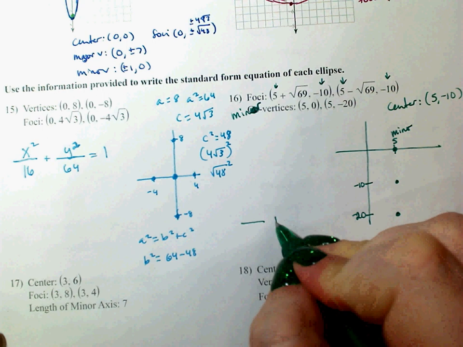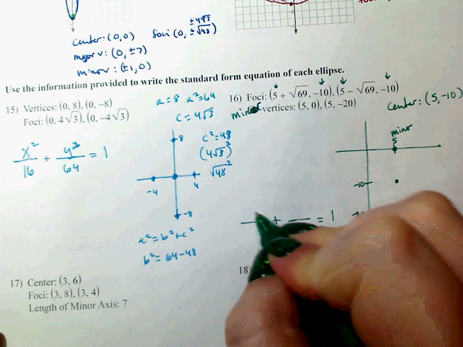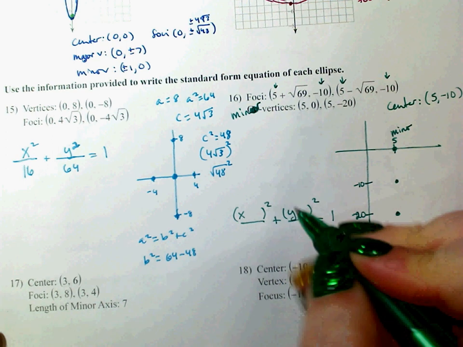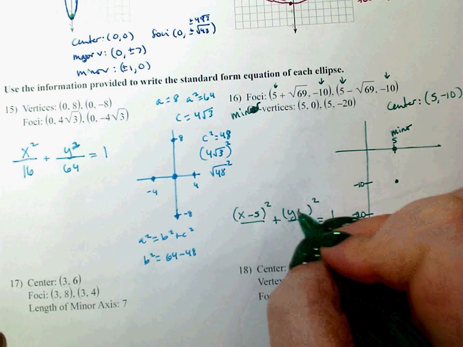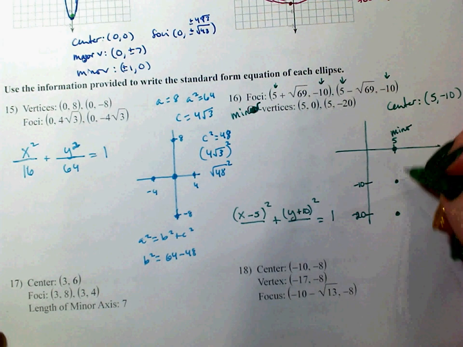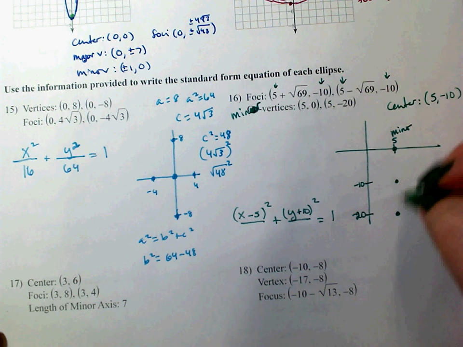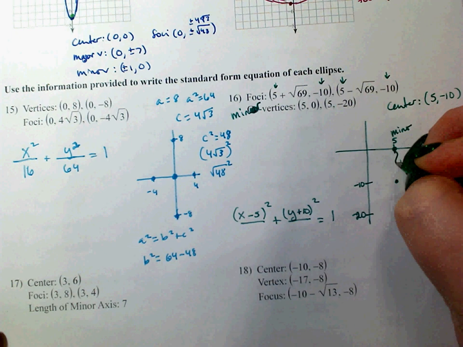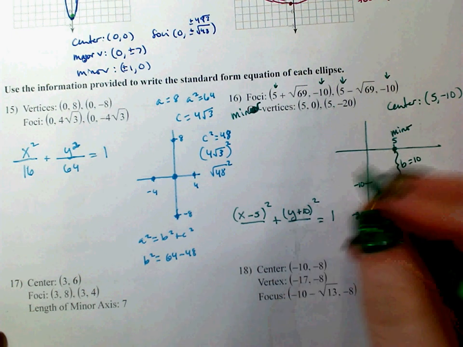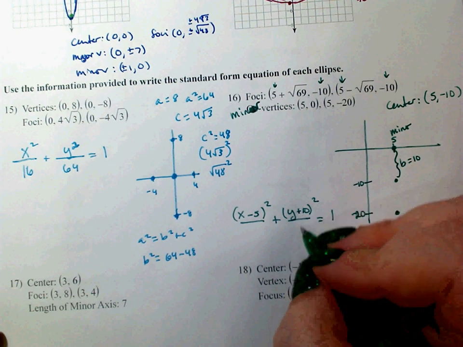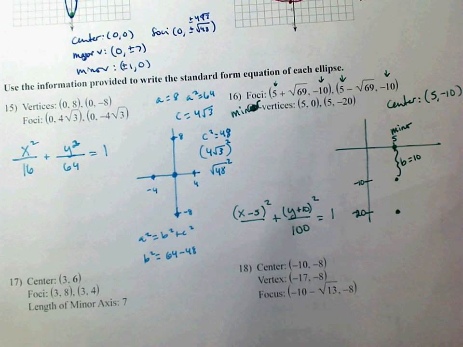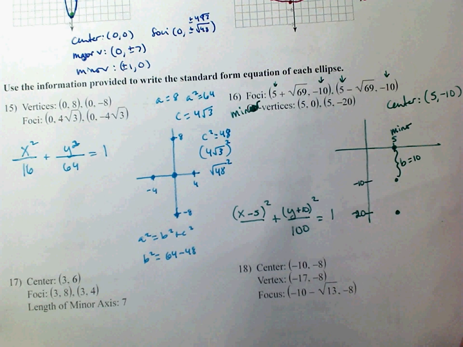X, y, x minus 5, y plus 10. And I know that my minor axis has a total length of 20, which means B is 10. Which means if minor is vertical, then 10 squared, so 100, goes there. Now I also know that to get to my foci, I go 5 plus the square root of 69, negative 10, and 5 minus the square root of 69.